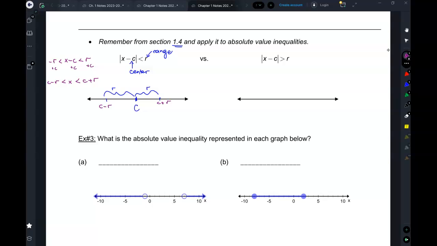So we can do this one here. This is an or. So it's going to be x minus c less than negative r, or x minus c greater than positive r. So this is going to be x is less than c minus r, or x is greater than c plus r. So now look, this is c. I have 2 points here, c minus r and c plus r. And in this case, it looks like this.